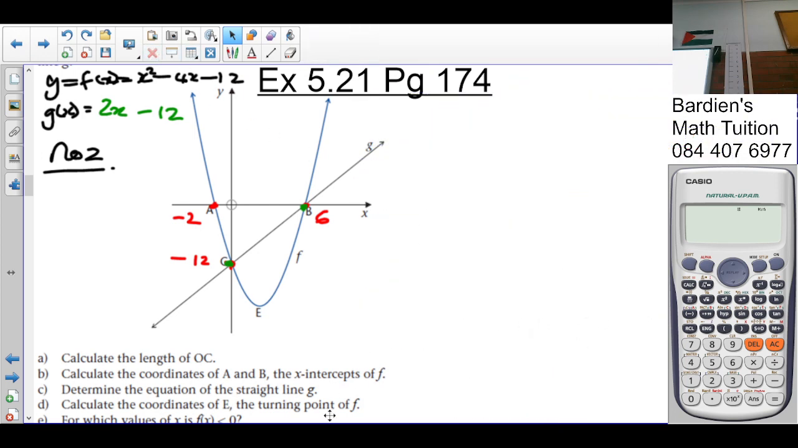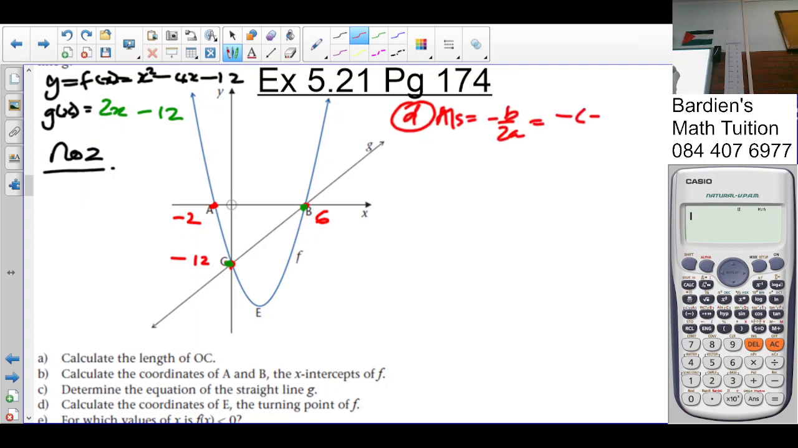And the next question says, determine the coordinates of E, the turning point of f. How do you calculate the turning point? X of the turning point is minus b over 2a. So it's minus 4 over 2 times 2. No, 2 times 1, sorry. Which gives you an answer of 2.